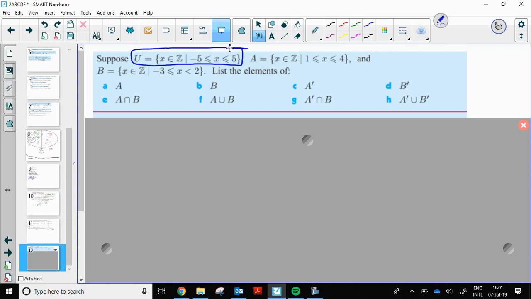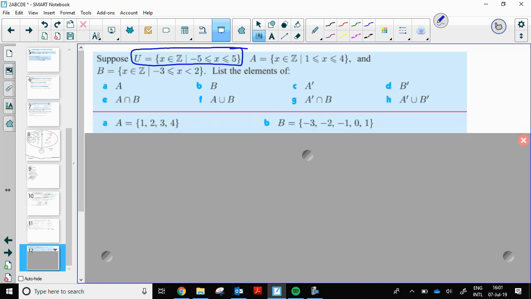All right, now the first 2 are going to be easy. List the elements of A and B. So just looking at what we have here, A is going to be 1, 2, 3, and 4. B is going to be -3, -2, -1, 0, and 1. Notice here it was equal to -3, but not equal to 2.